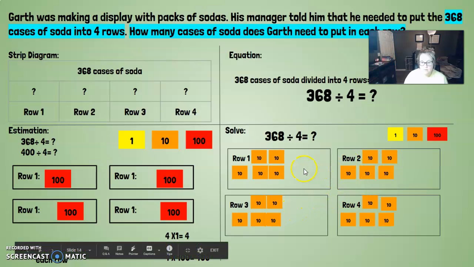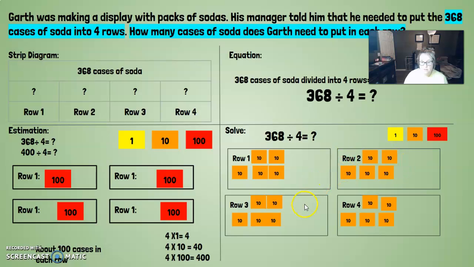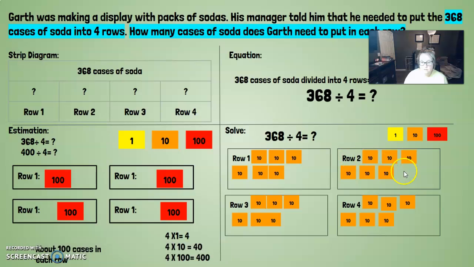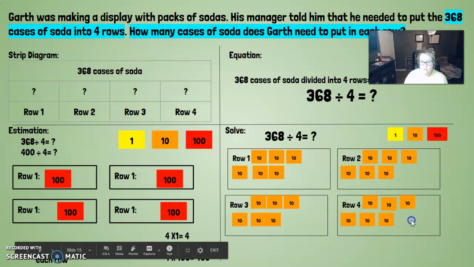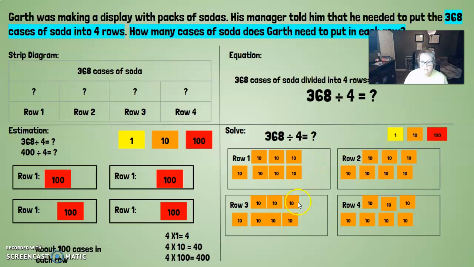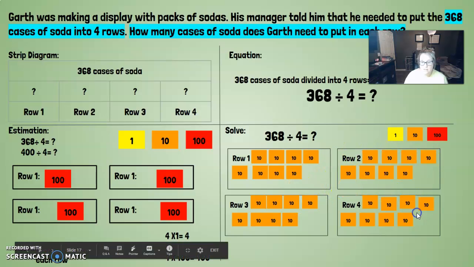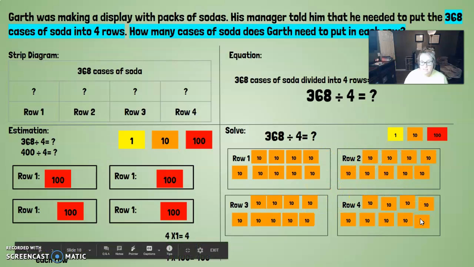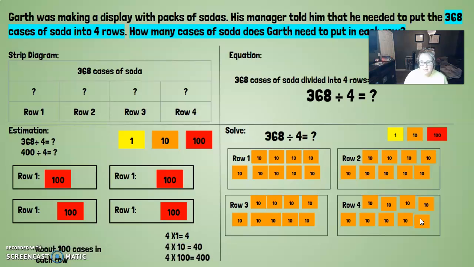200, 210, 220, 230, 240, 250, 260, 270, 280, 290, 300, 310, 320, 330, 340, 350, 360. Now I've used all the 10s that I can use.